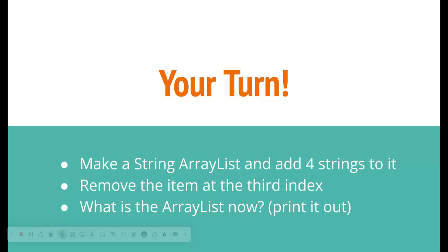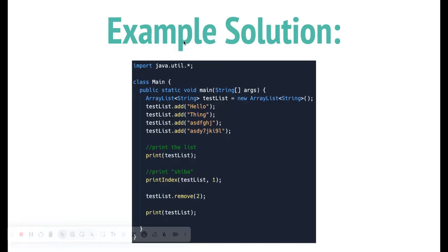Alright, now I'm sure you've paused the video and done it on your own, so let's look over the solution. Here's an example solution. You create an array list here, you add 4 strings to it, and then you remove at index 2, which is the third element, and then you print it once again.